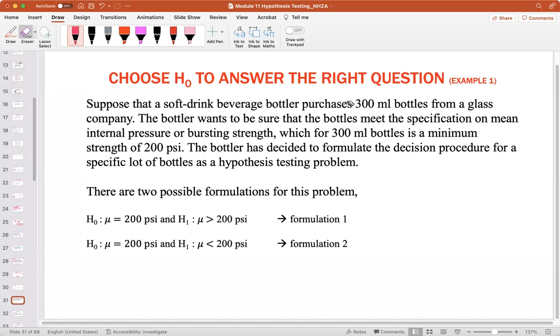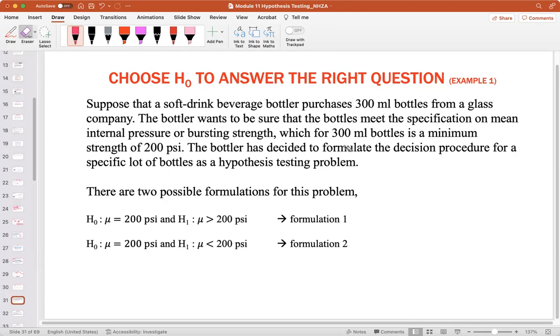So he purchases the bottles before he puts in the soft drink, of course. He purchases 300 ml bottles from a glass company. The bottler wants to be sure that the bottles meet the specification on the mean internal pressure or the bursting strength. Because soft drinks have gas, right? So the bottle that they use must be able to withstand that pressure of the gas.